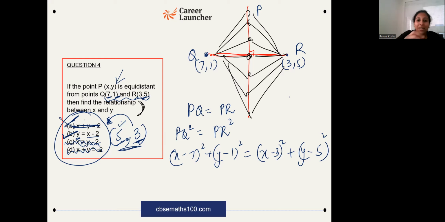Understanding? But what you can do over here is, if I'm opening the brackets and simplifying, I will get the same equation: y equals x minus 2 only, or x minus y is equal to 2, some other variation of it. Same thing you will get. Okay? Understanding everybody this concept?